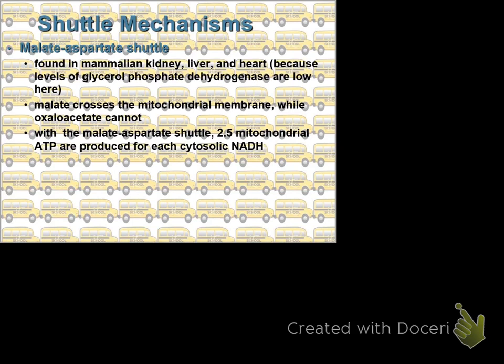Okay, so this is found in kidney, liver, and heart. And it's because they have low concentrations of glycerol phosphate dehydrogenase relative to some of the other tissues. Malate can cross the mitochondrial membrane. OAA, oxaloacetate, cannot. That's the reason why we see with gluconeogenesis the fact that it gets transformed to malate first. And aspartate can. If you use this shuttle, you get 2.5, because that means that both sides obviously use NADH.